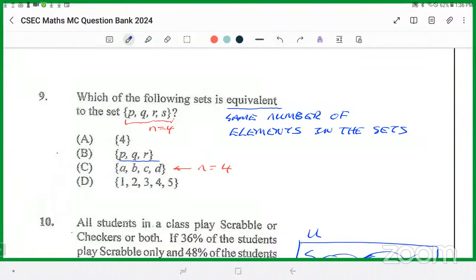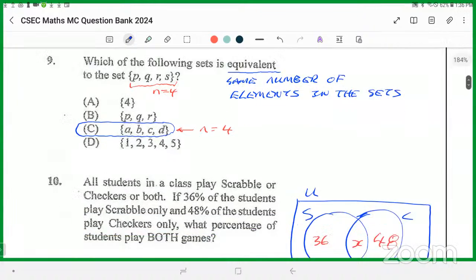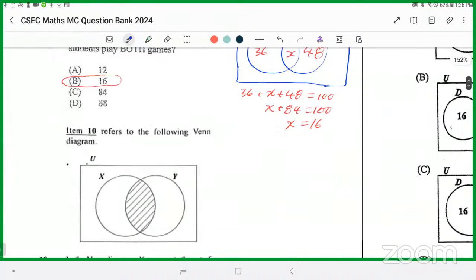Let me put it here. So the one they gave you has 4 values in it. The other one has 4 values in it. Once you have the same number of values, they are equivalent. All right. We did this question earlier.